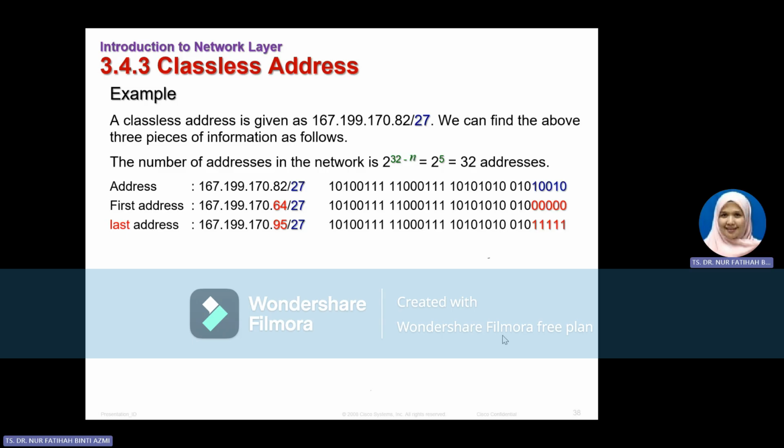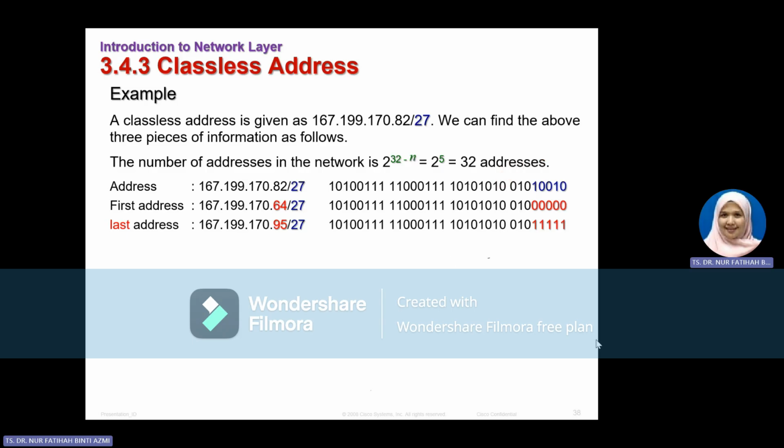What is the number of addresses available? Slash 27 tells us that 27 bits is used for the network ID. Since IPv4 has a total of 32, 32 minus 27 gives 5. So 2 to the power of 5 is equal to 32, and this is the total network address.